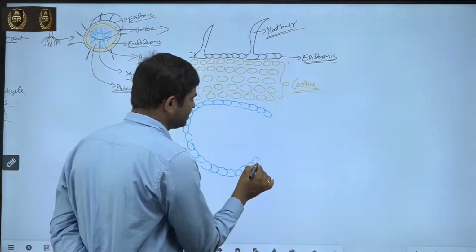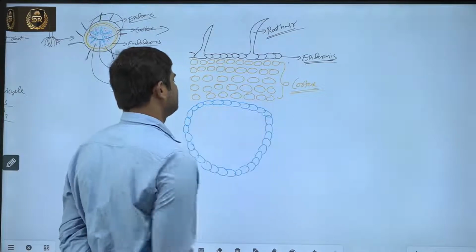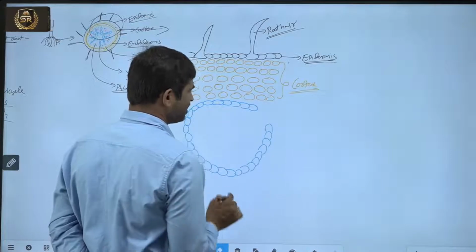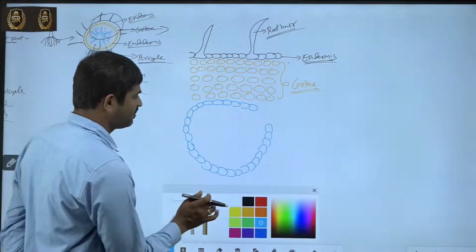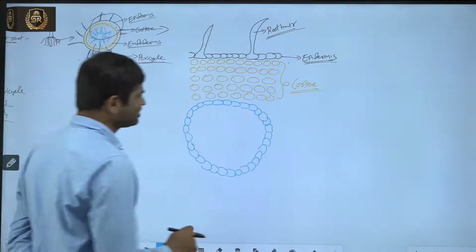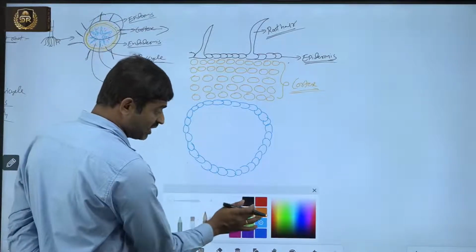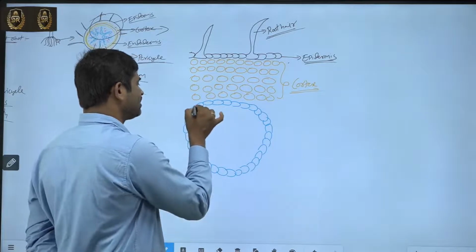Lignosuberized bands are present internally in the endodermis. That band's name is Casparian strips. Casparian strips' main function is prevention of leakage of water from the stele to the cortex region.